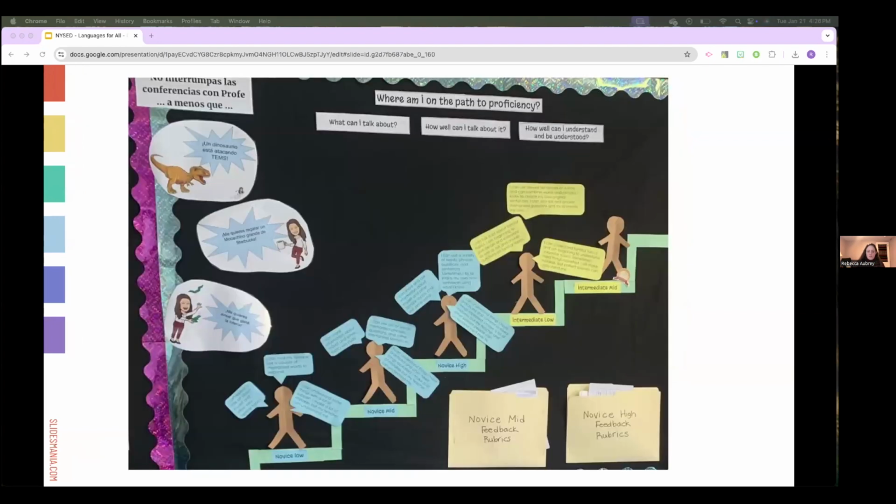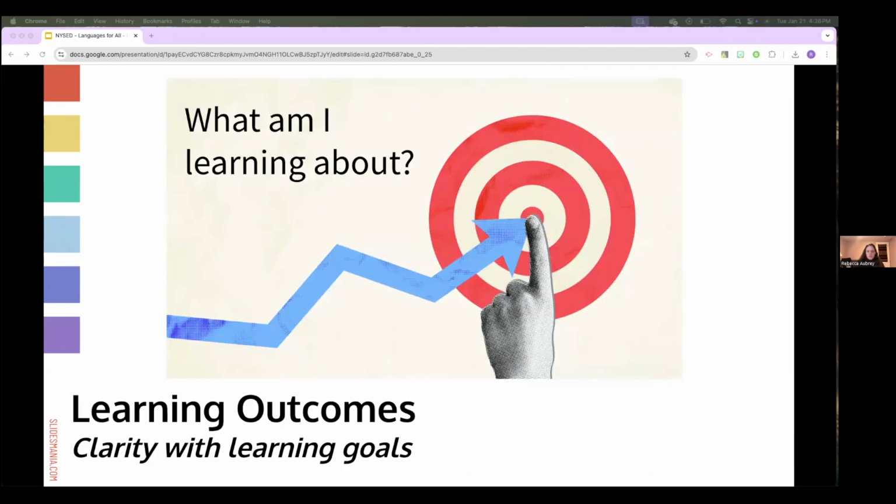So, thinking both in terms of language proficiency, this is a bulletin board that I have up in my room. Most of my students move through the novice level in their first year. And so we constantly have conversations around what language looks like at the novice low, novice mid, and novice high levels. They know what those targets are. And so there's that, what am I learning about? That's both the language skills, but also those thematic units.